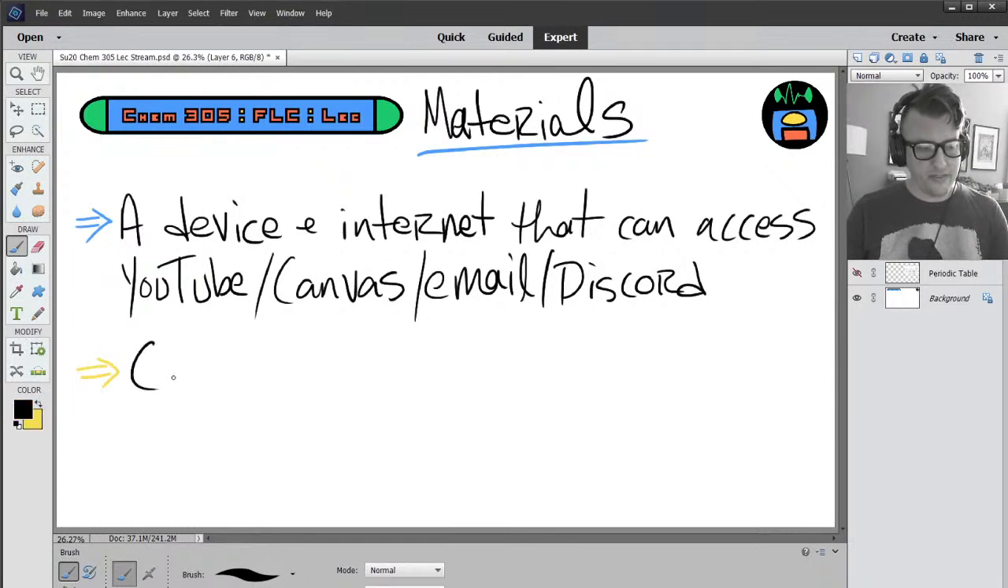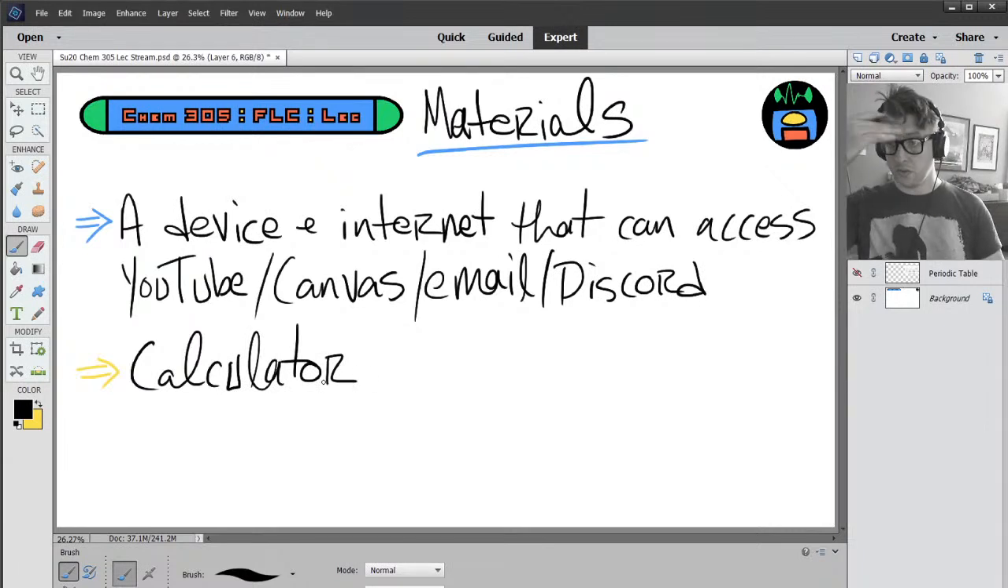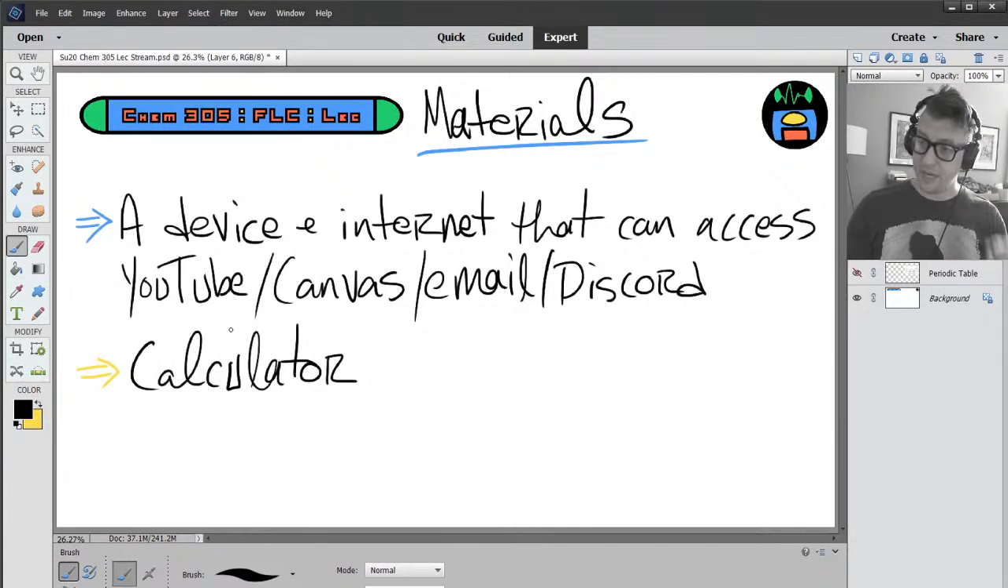I also recommend having a calculator. You can use a software calculator. You can use one in your computer. I'm old, so I like having one with buttons because it's just faster for me. But I recommend having one. You're free to use any type. The textbook.